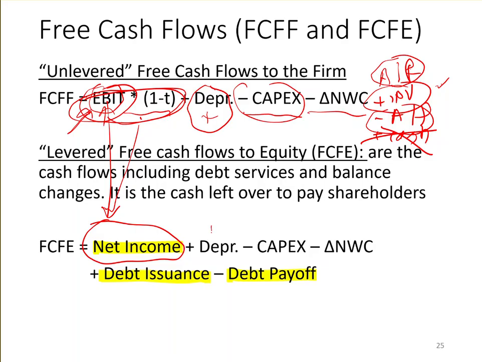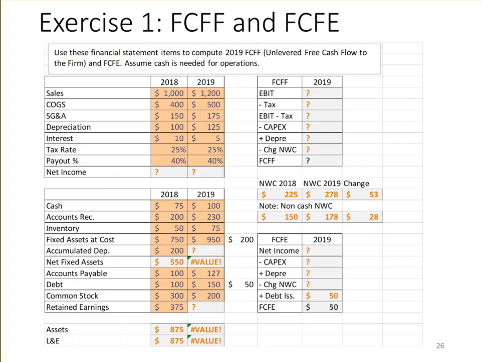I'm going to do the same adjustments for adding depreciation, subtract CapEx, subtract changes in net working capital, but I'm also taking care of the actual debt issuance. If I issue more debt, that generates cash. If I pay down my debt, that uses cash. All right, so there's our two measures, unlevered FCFF and levered FCFE. So let's do a little exercise. Let's go ahead and calculate FCFF and FCFE for this firm.